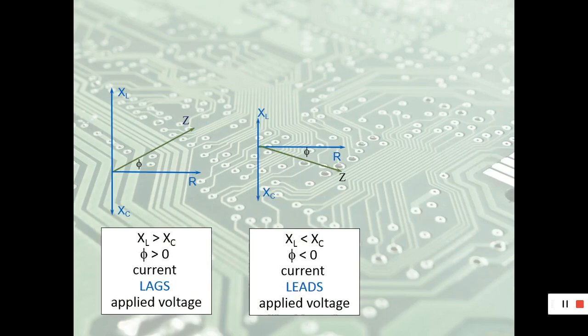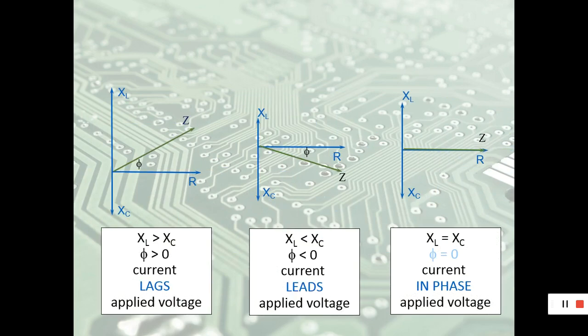This is the summary of what you have learned before. When I and V are in phase, this is for the resistor, and this is the phasor diagram for in phase. This one, current leads voltage, and this one, current lags voltage.